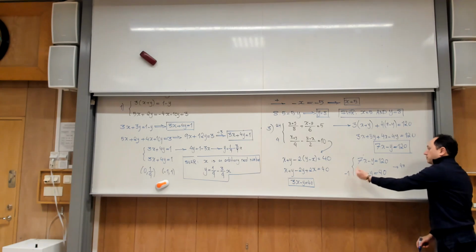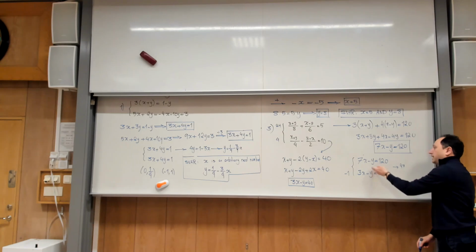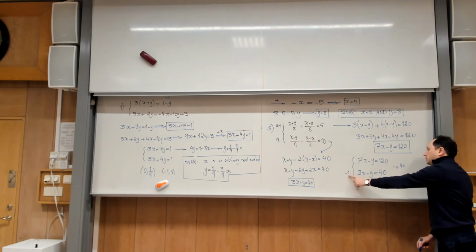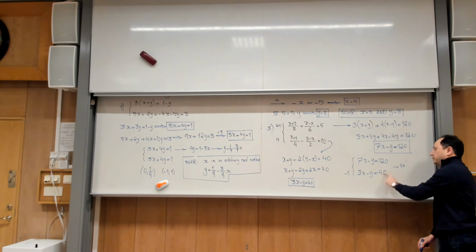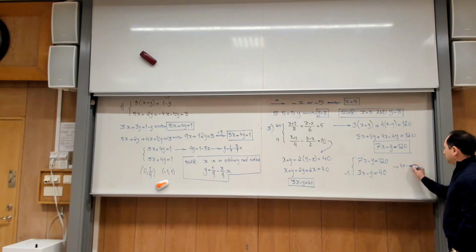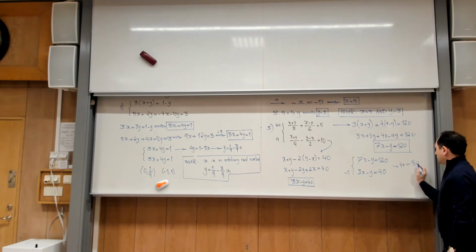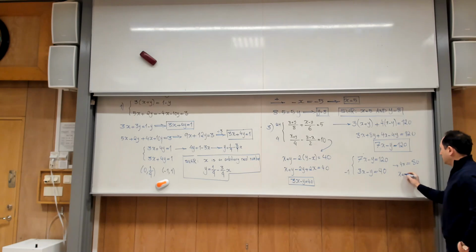And then minus 1 multiplied by that is positive y. When I add, they are gone. Minus 1 multiplied by 40 is minus 40. When added here, it is 80. So as your answer is completely right, x becomes what? This one divided by that one is 20.